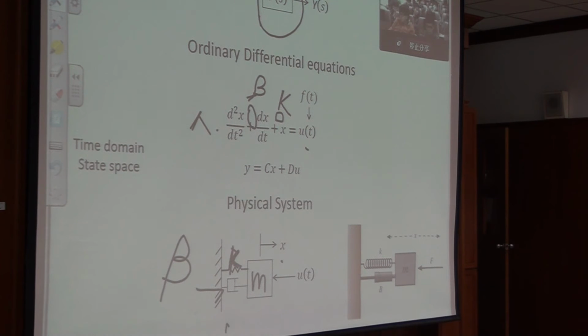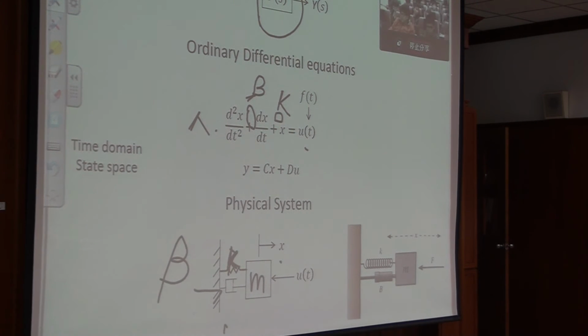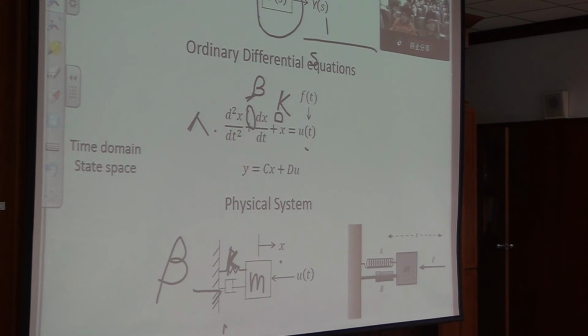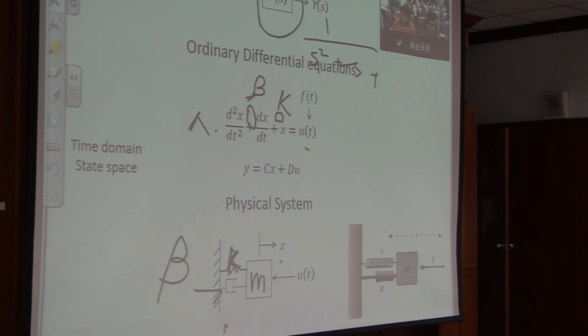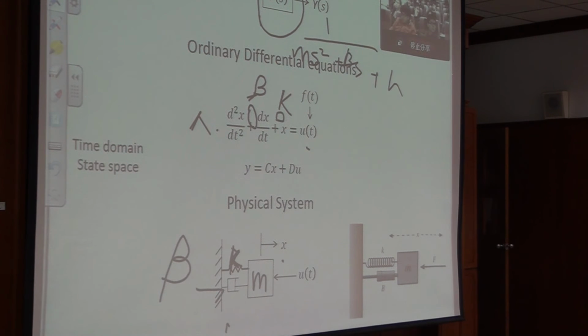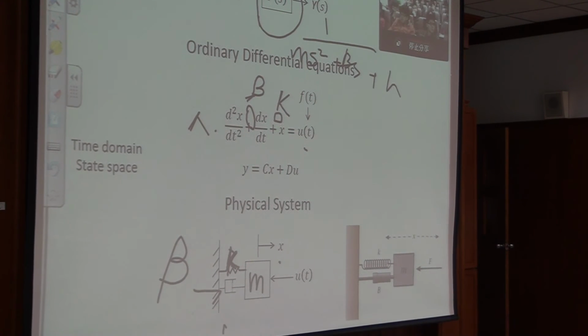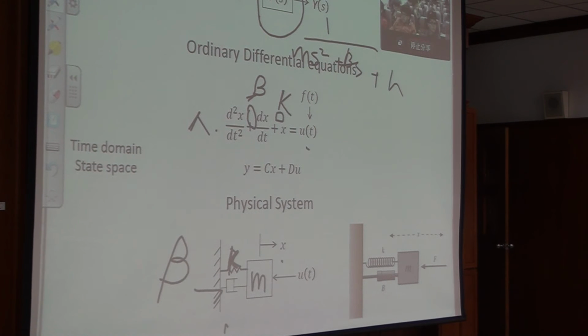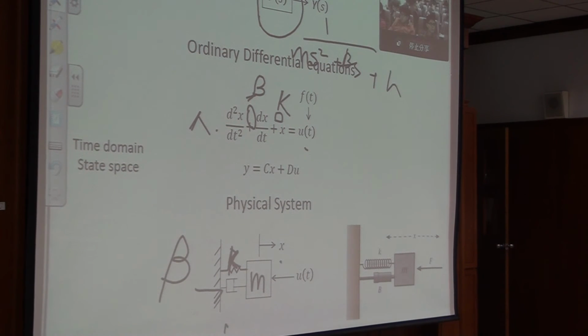Yes, it's a function of S. Okay, good. I have some input from students now. It will look like this. Okay, and the coefficient will match. Can you read what I'm doing here? It's 1 over ms squared plus beta s plus k.